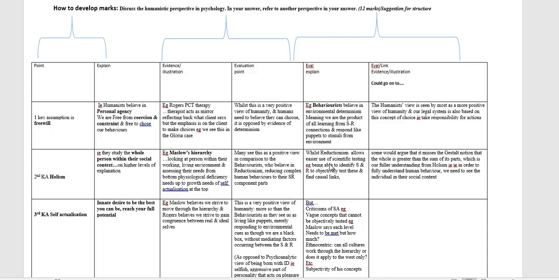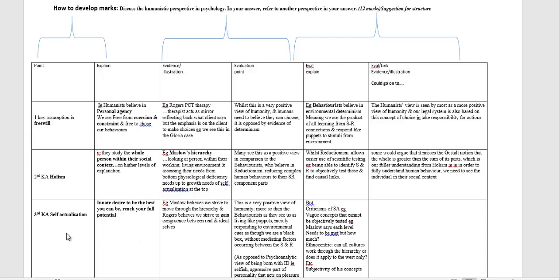And whilst reductionism allows easier use of scientific testing, because we can identify the stimulus and the response to objectively test it and find causal links, some would argue that it misses the Gestalt notion that the whole is greater than the sum of its parts, which is our fuller understanding that we get from a holistic view. So in other words, in order to fully understand humans, we need to see the individual in their social context. Okay, so you're making a judgment really.